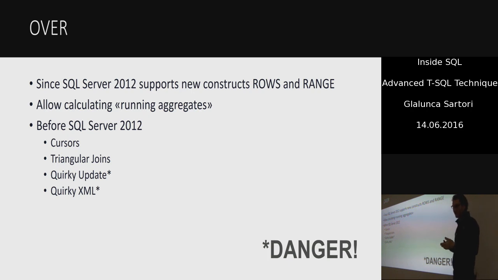So we will sum the first row with nothing, the second row with the first row, the third row with the second and first, the fourth with the third, second and first, and so on. And before having ROWS and RANGE in the OVER clause, so before SQL Server 2012, this one was one of the most complex problems to solve in T-SQL.